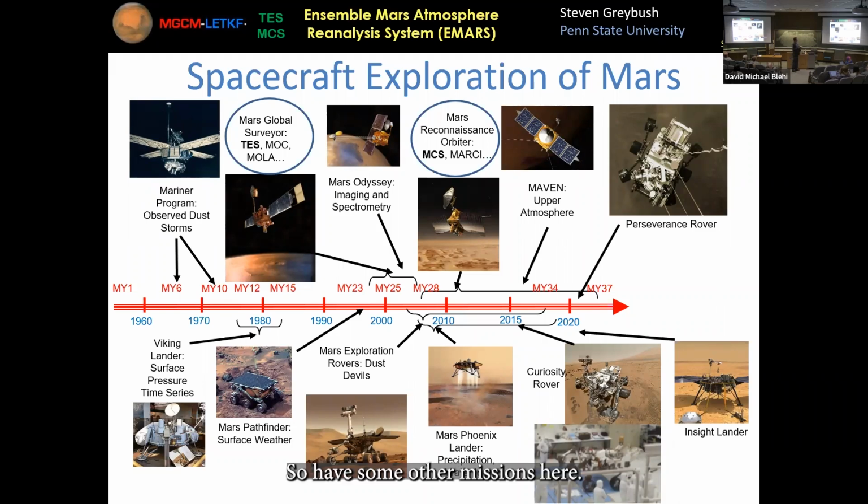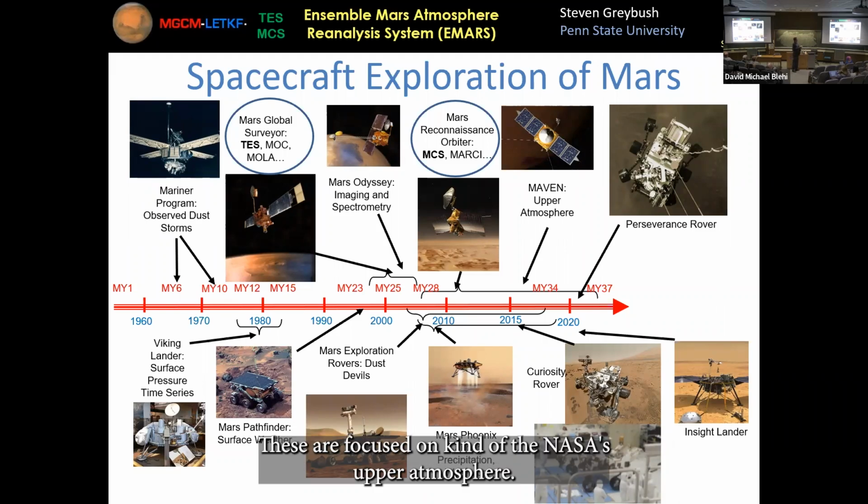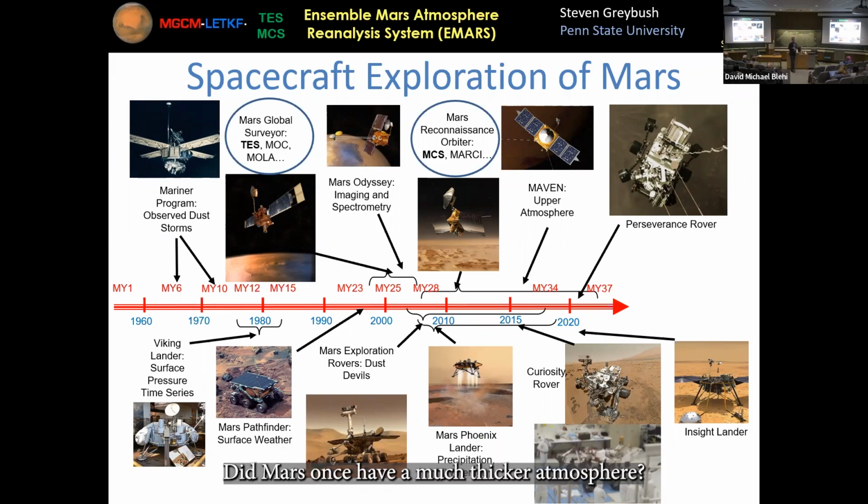Okay. So we have some other missions here. These are focused on the upper atmosphere. MAVEN's trying to address some of those questions deeper back in time. Did Mars once have a much thicker atmosphere? How quickly is Mars losing that atmosphere over time?